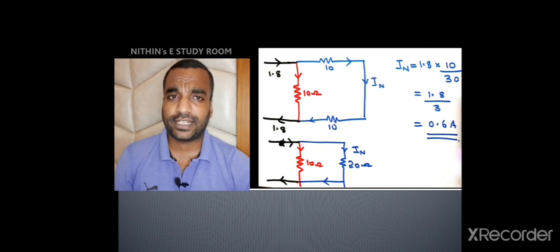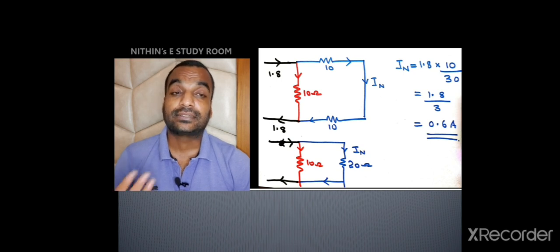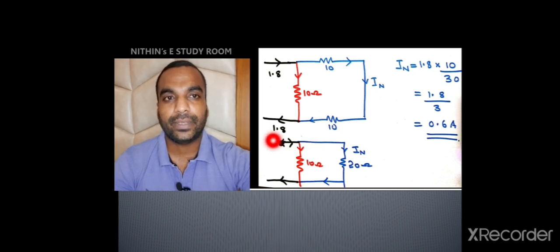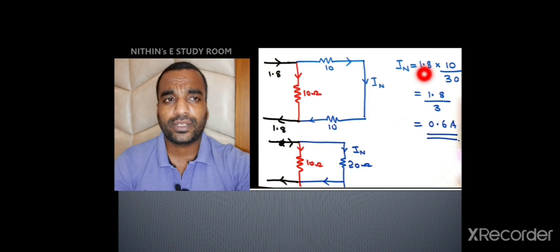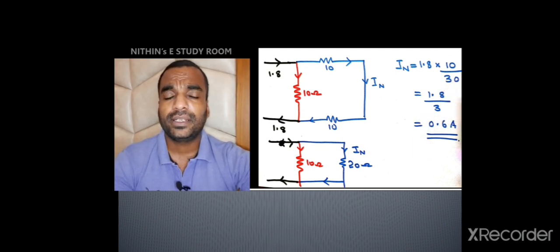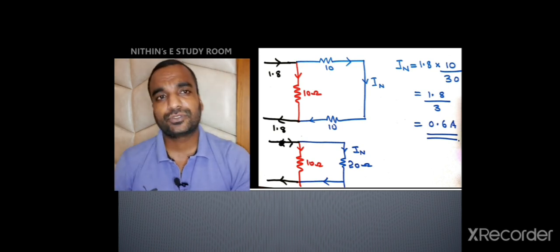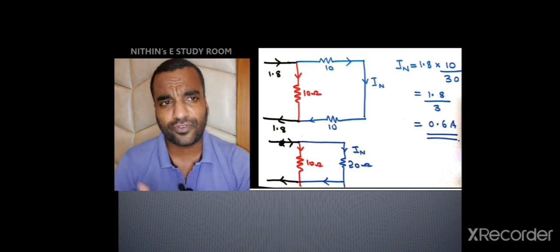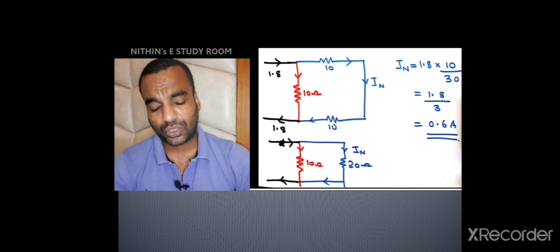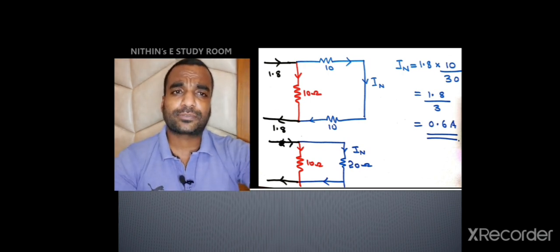So the current division rule states that current in one branch is equal to main current into resistance of the opposite branch divided by total resistance. So in this circuit you can see the main current is 1.8 ampere and you want to find IN. So the resistance of the opposite branch is 10 ohm. So IN is equal to 1.8 into 10 ohm divided by total resistance 20 plus 10, that is 30. So you will get 1.8 by 3, that is equal to 0.6 ampere. So you have to follow 3 or 4 steps to find this answer. I Norton is equal to 0.6 ampere. Now I will explain a simple method.